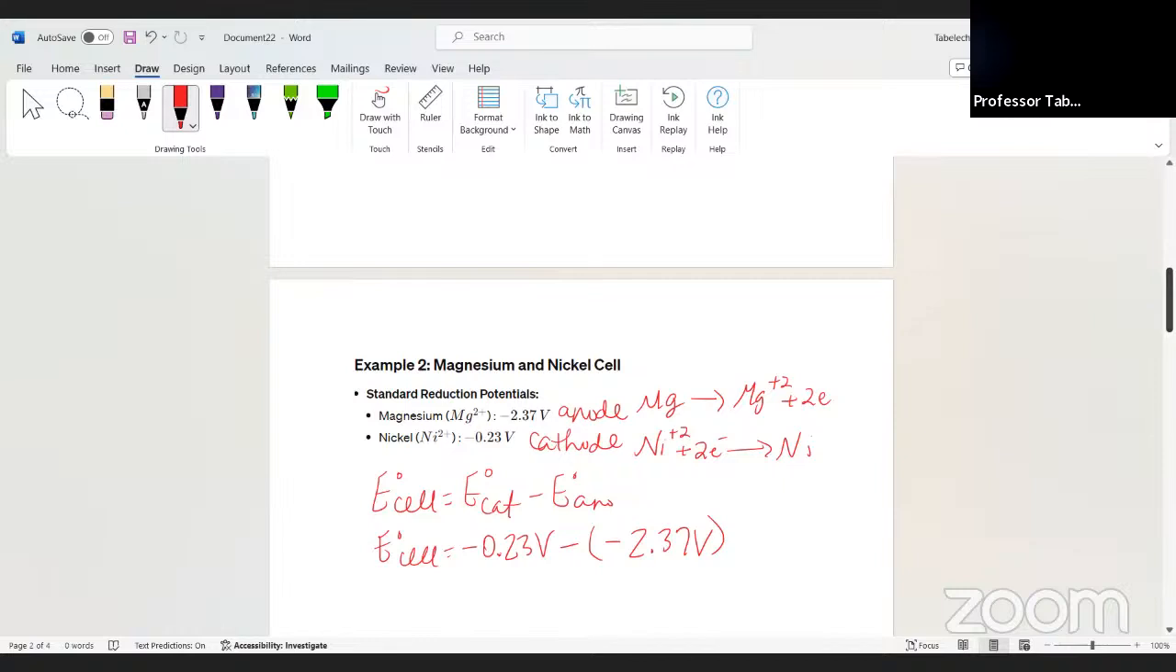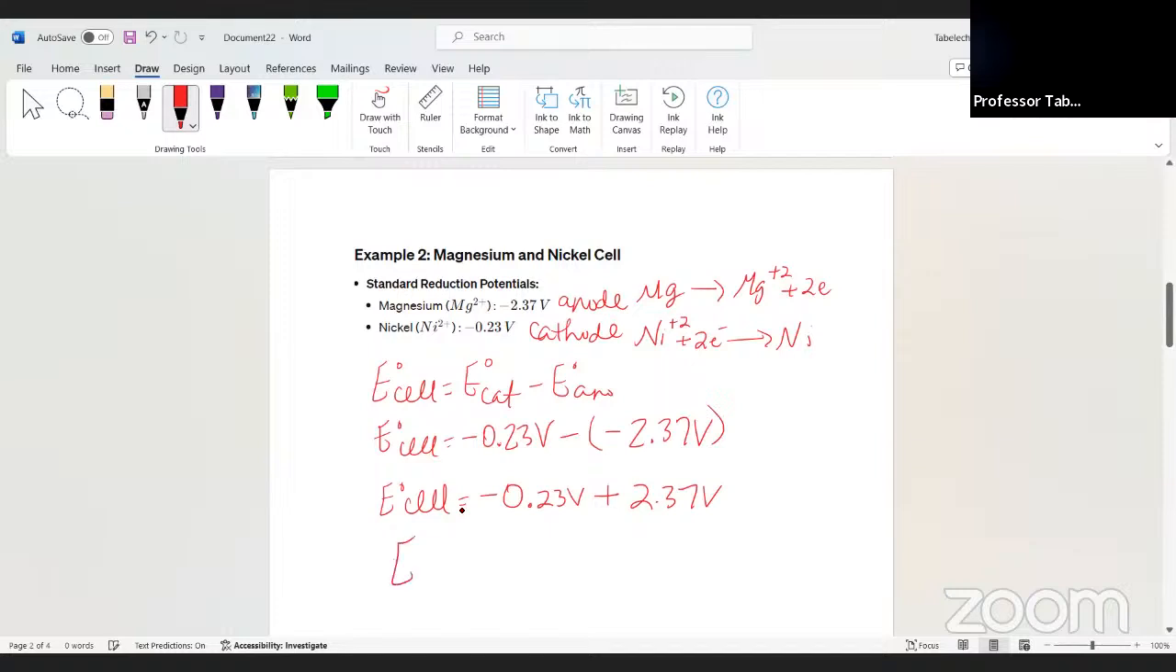We need to know that those two negatives are going to become positive, okay? So again, if you wanted to rewrite everything out, you could do that. Just know that when you have two negative signs, you're basically adding those together. Okay, so again, you're going to say negative 0.23 plus 2.37, and you get positive 2.14. Okay, so the electrocell here is positive 2.14 volts. Make sure you put those units there. Teachers take off points when those units aren't there.